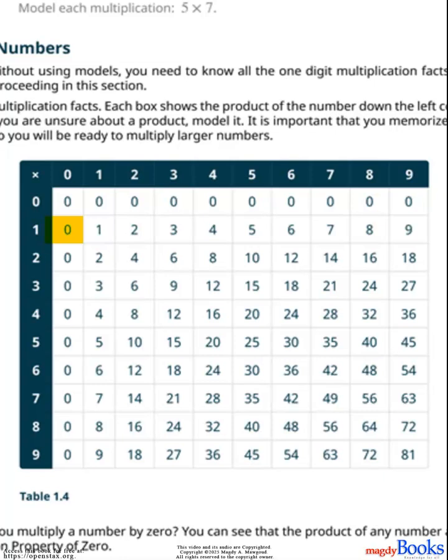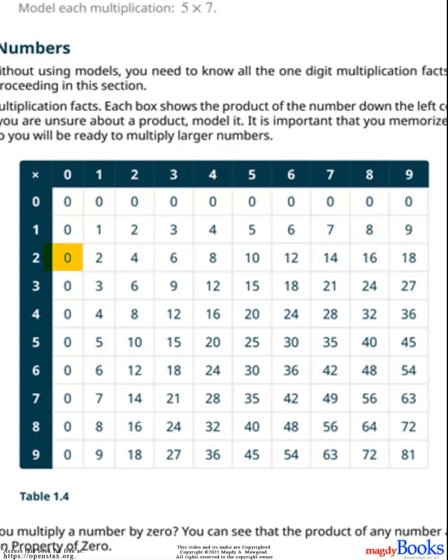1 times 0 is 0. 1 times 1 is 1. 1 times 2 is 2. 1 times 3 is 3. 1 times 4 is 4. 1 times 5 is 5. 1 times 6 is 6. 1 times 7 is 7. 1 times 8 is 8. 1 times 9 is 9.